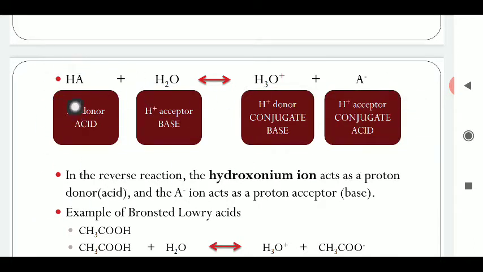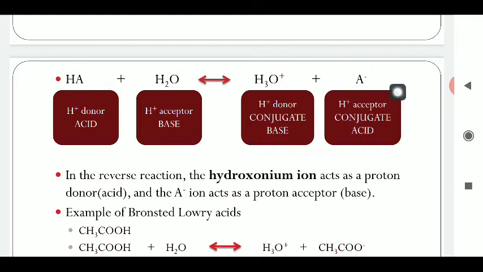This is the HA. H stands for proton and A stands for any component of the acid. And this one is water, and water has the lone pair of electrons on this oxygen atom. So this H is donated from this acid and gained by this water. The resultant compound will be this hydronium ion, that is H3O positive, and A negative is left behind.